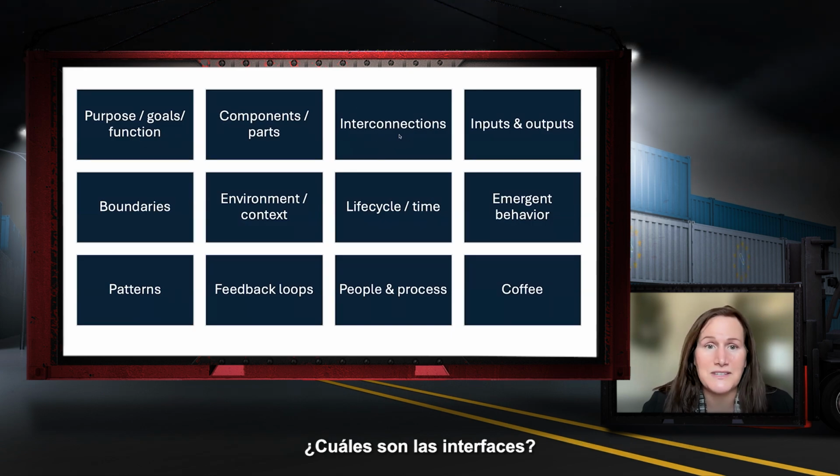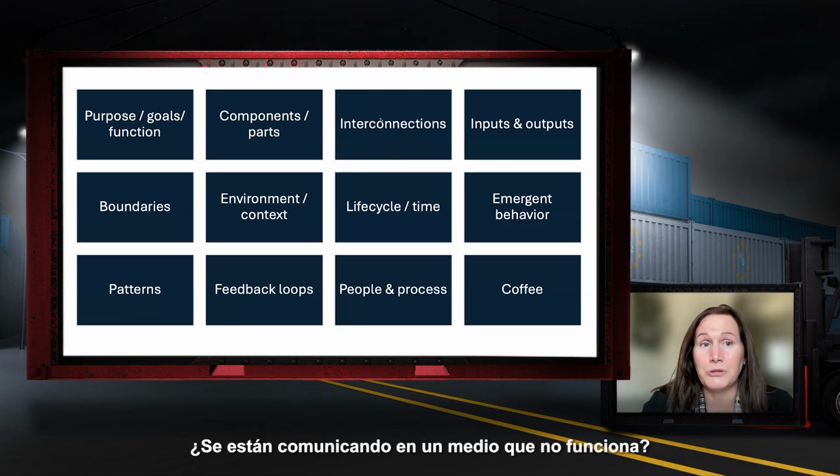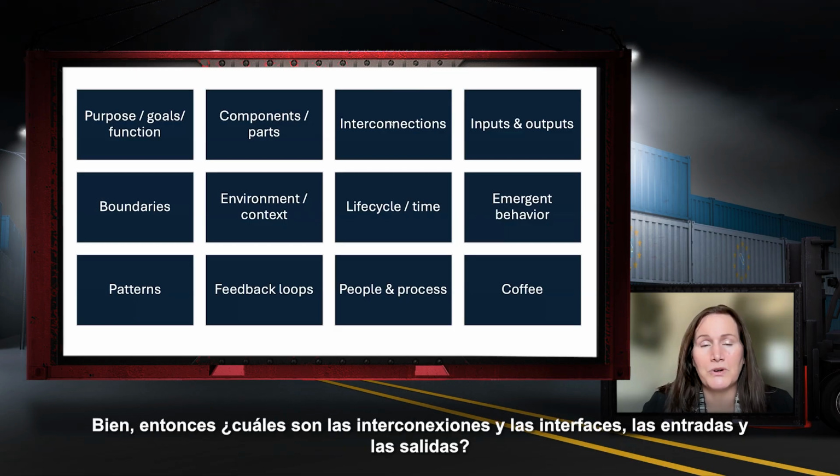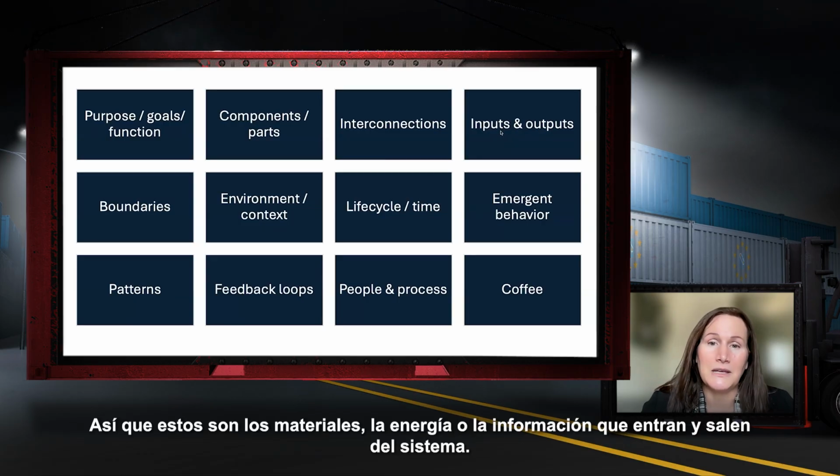What are the interfaces? How do people talk to each other? How do they communicate to each other? Are they communicating in one medium that doesn't work? For example, are they sending emails when text is better? So what are the interconnections and the interfaces? Then the inputs and outputs. This is the materials, energy, or information that enters and exits the system.